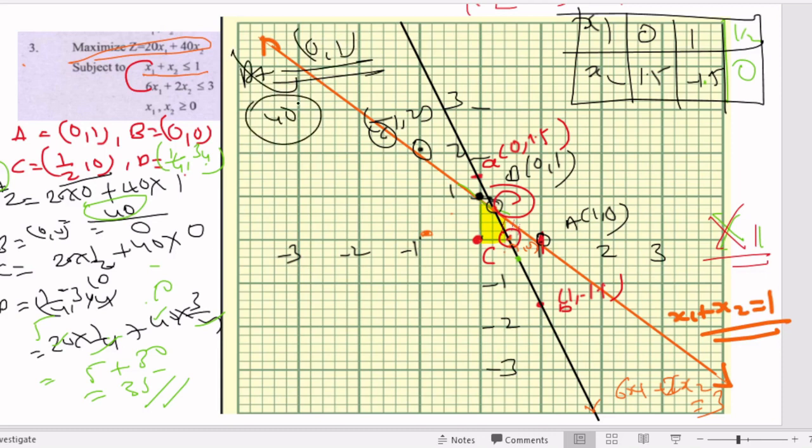So this is the way you have to solve using a graph. I hope you understood. If you don't understand, comment to me. I'll definitely help you out.